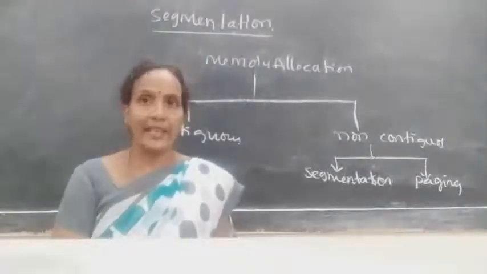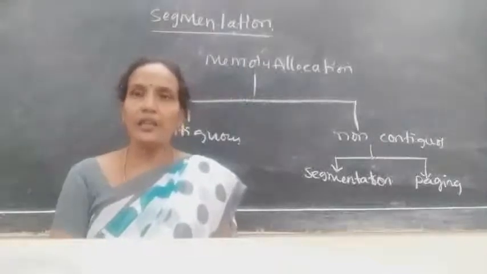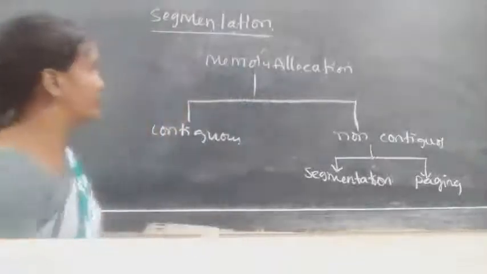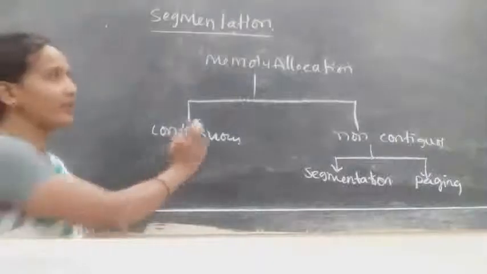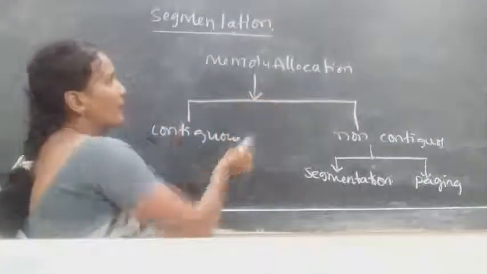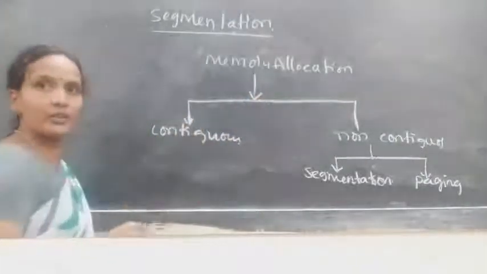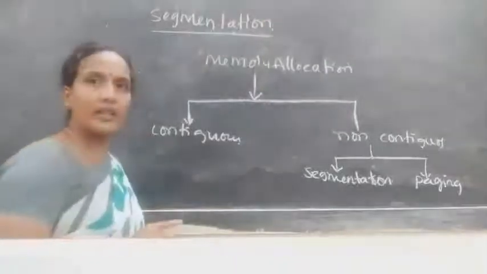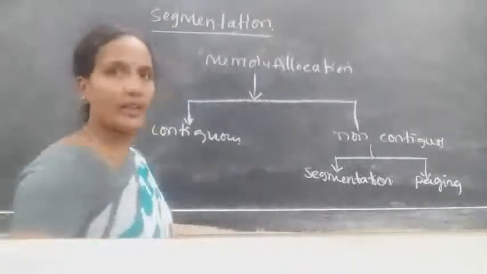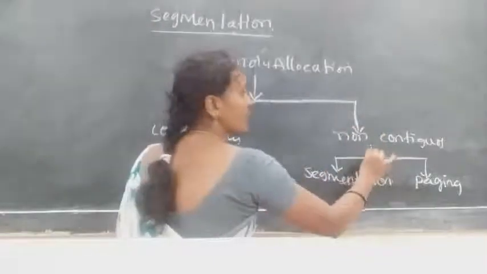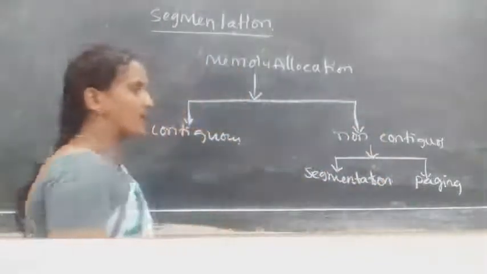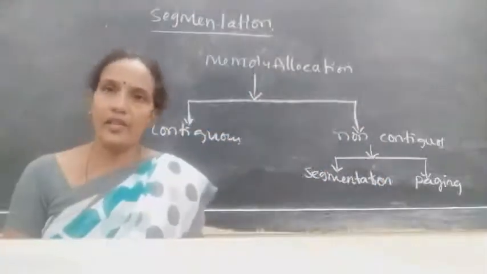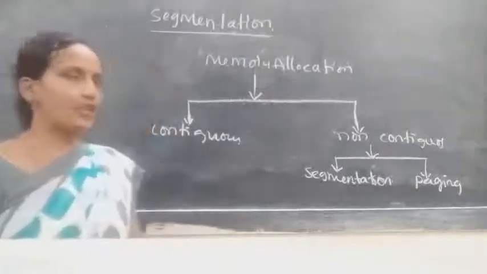Understood? Segmentation. First you draw this. In the exam you have to draw this. Memory allocation is divided into two types: one is contiguous and the second one is non-contiguous. Again, non-contiguous is divided into two types: one is segmentation and the second one is paging. You take a screenshot of this.